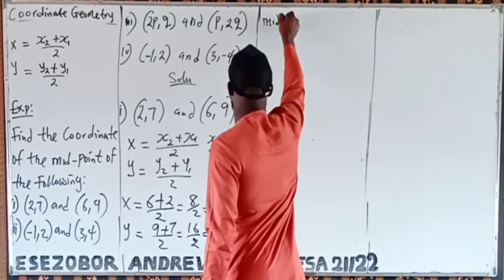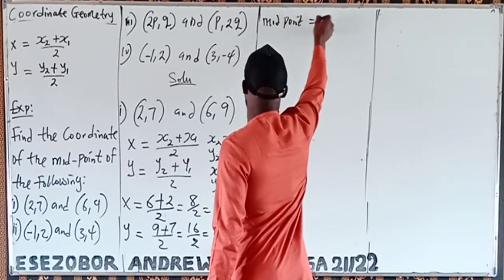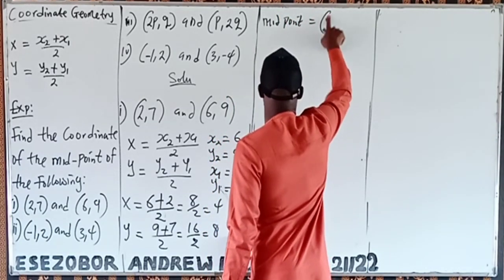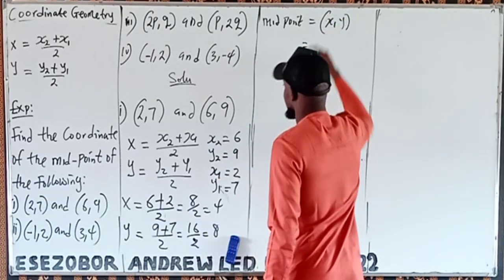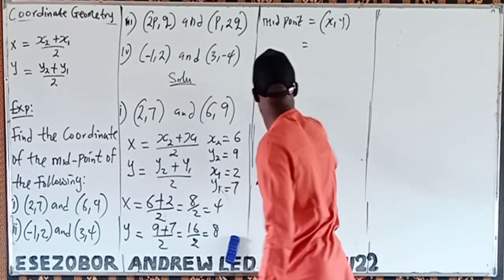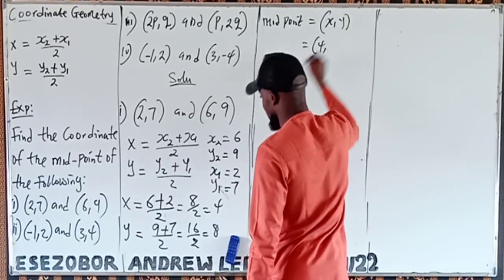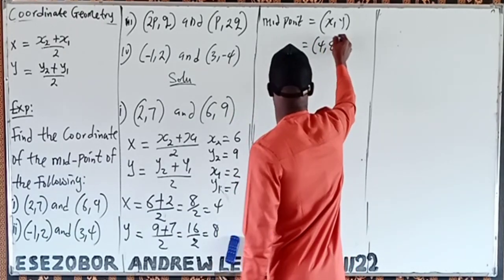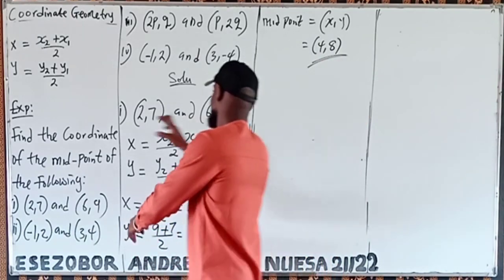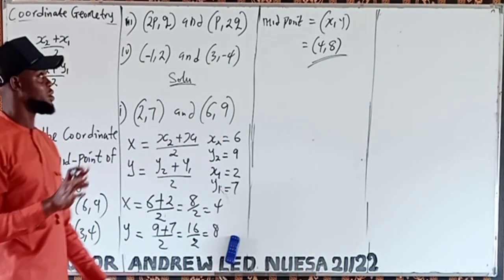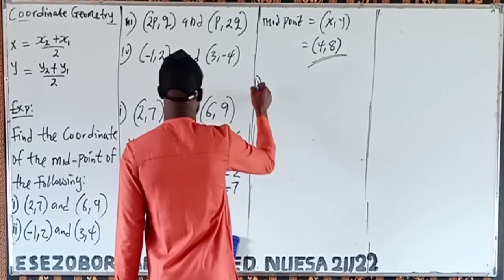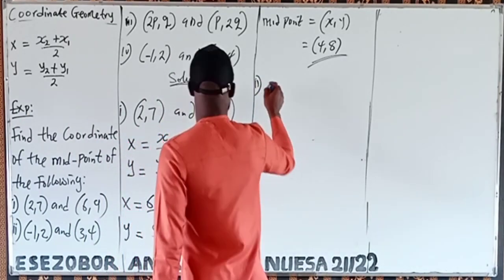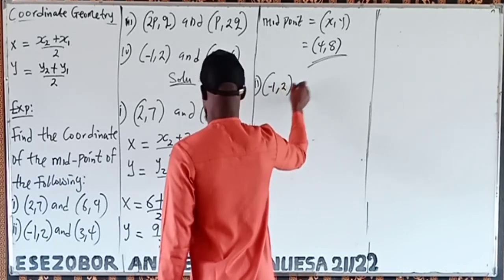So the coordinates of the midpoint for the first pair will be x, y. Our x was 4, and our y was 8. So (4, 8) will be the midpoint of these two points.